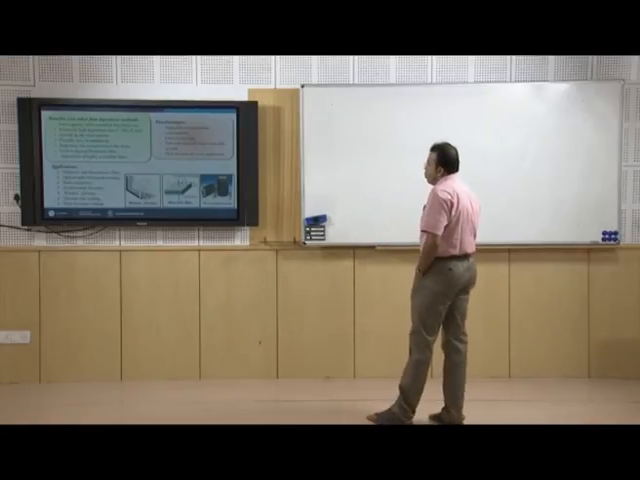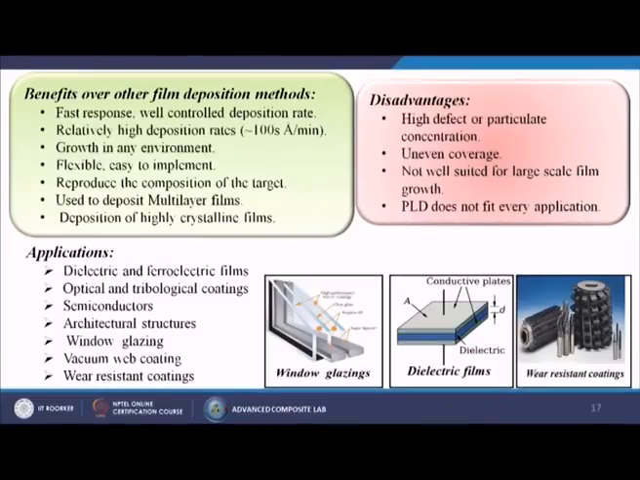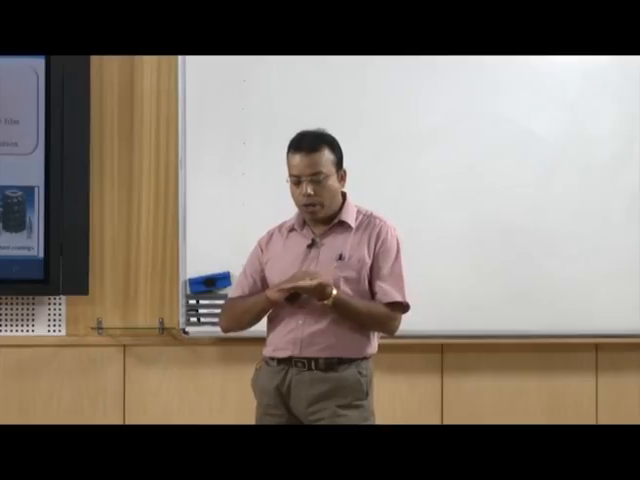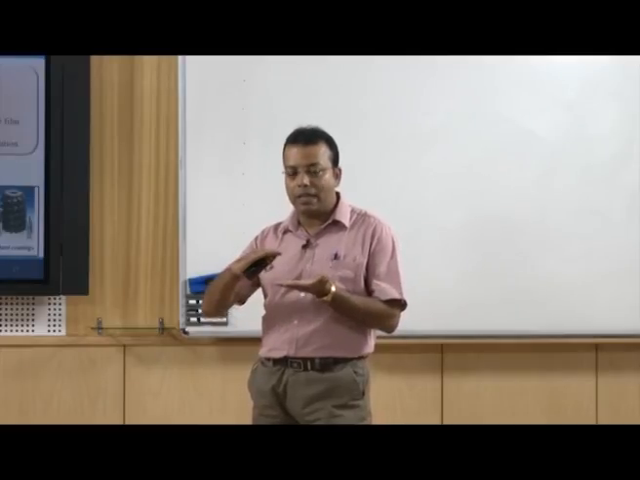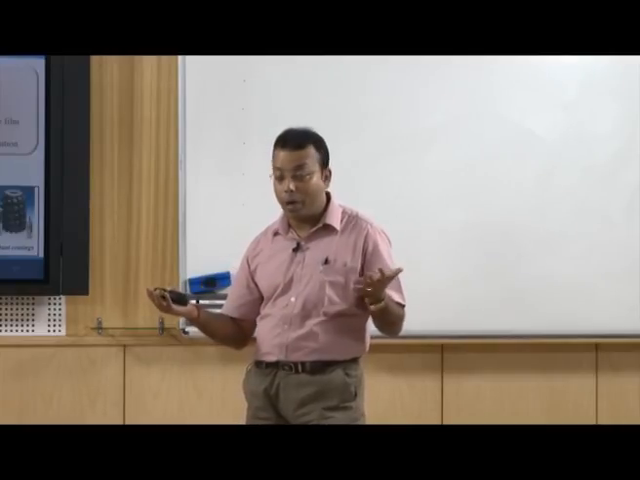So, what are the benefits over other film deposition methods? It is fast response, well controlled deposition rate, relatively high deposition rates, growth in any environment is possible, either you can use certain kind of reactive gas or you can use certain kind of inert gas. Flexible, easy to implement, reproduces the composition of the target, used to deposit multilayer films, deposition of highly crystalline films, that means you can make the sandwich structure also. So, coating of one material, then on top of that you are using another material, then on top of that you are going to use another material. So, it depends upon our requirement.